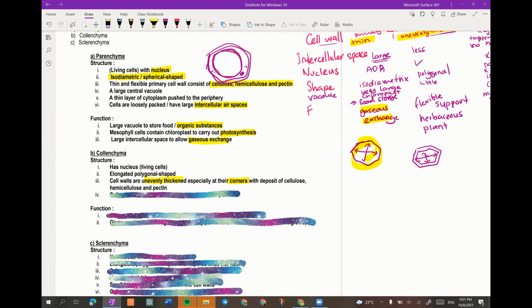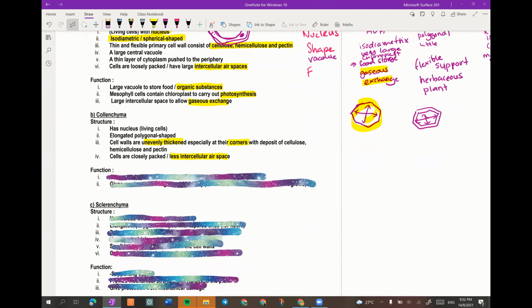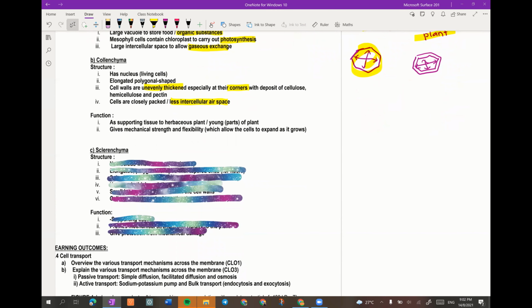And then, hemicellulose and pectin, cell are closely packed. Kat sini digunakan closely packed. But kalau saya suka gunakan intercellular space ni, saya cakap less intercellular space je sebab memang takkan kelirunya. Dia ada, but lesser compared to the parenchyma. Okay. So the function are dua saja kat sini. Supporting tissue to herbaceous plant. And we have that herbaceous plant. Support. And then flexible support ada tak? Give mechanical strength and flexibility. Yeah, kita ada flexibility here. So you boleh dapat markah lah.